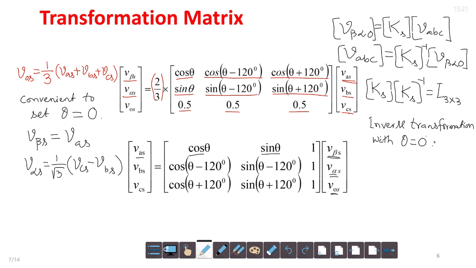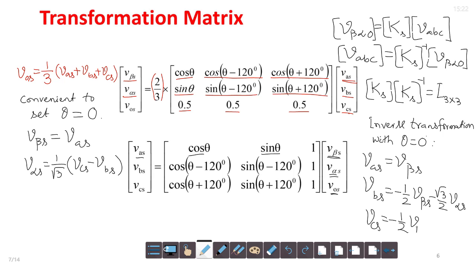The inverse transformation is V A S equals V beta S, and V B S is minus half V beta S minus root 3 by 2 V alpha S. V C S is minus half V beta S plus root 3 by 2 V alpha S. So, with theta equal to 0 degree, the transformations are simpler. So, it is very convenient to set theta equal to 0 degree.